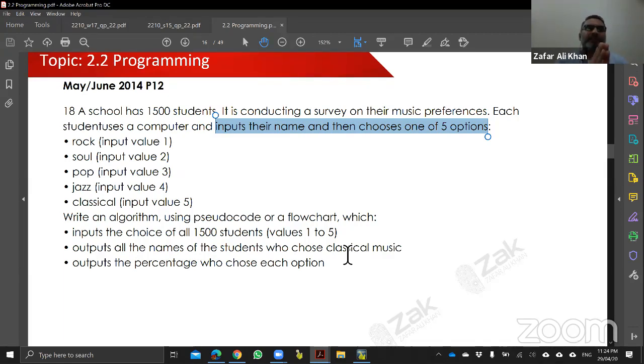And then last, it says to output the percentage who have chosen each option. Means out of 1500, how many students have chosen rock, how many have chosen soul, how many have chosen pop, how many have chosen classical, how many have chosen jazz, and their percentages. It means we have to do 5 counting with conditions, and then we have to calculate 5 percentages. Yes. So let's start.